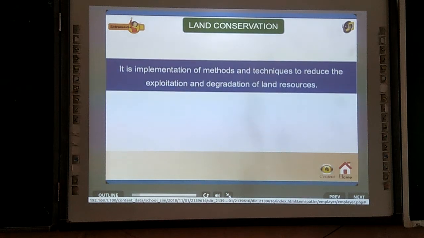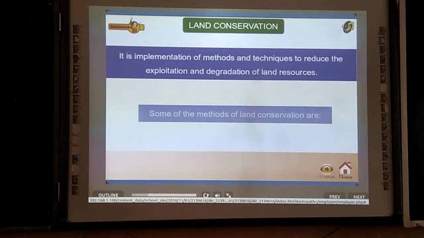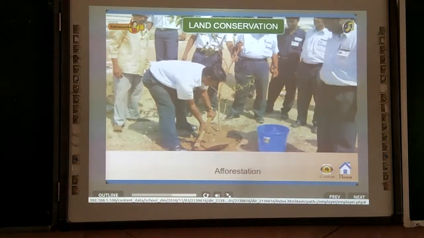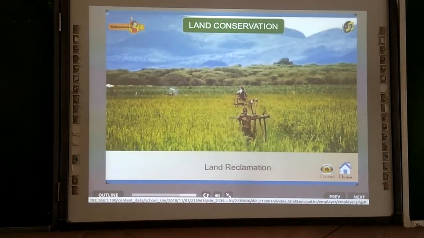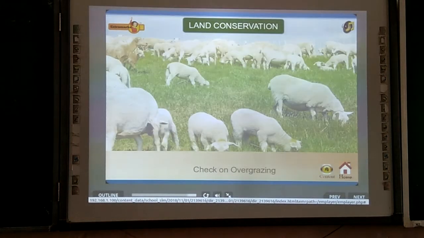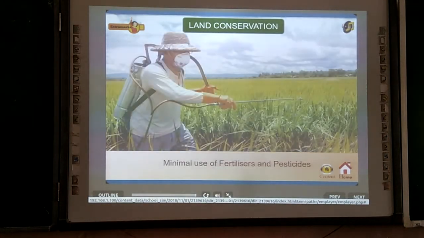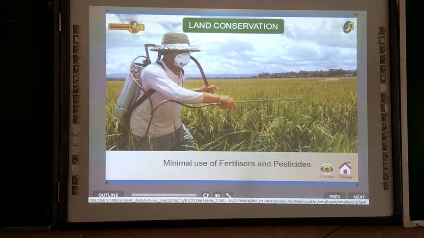Land conservation. Let us learn about land conservation. Some of the methods of land conservation are afforestation, land reclamation, check on overgrazing, minimal use of fertilizers and pesticides.